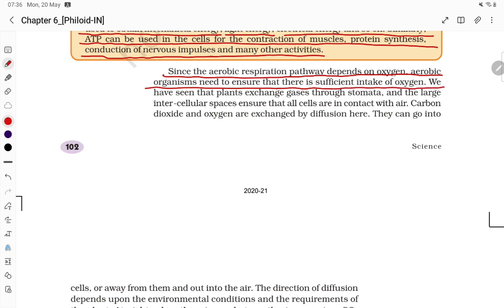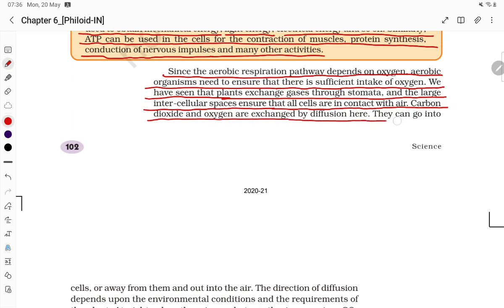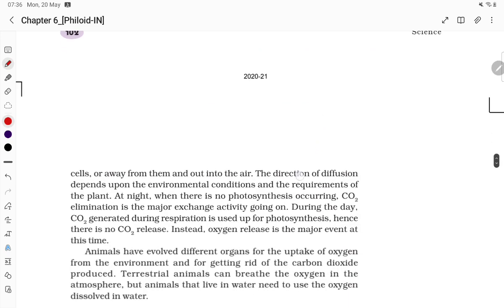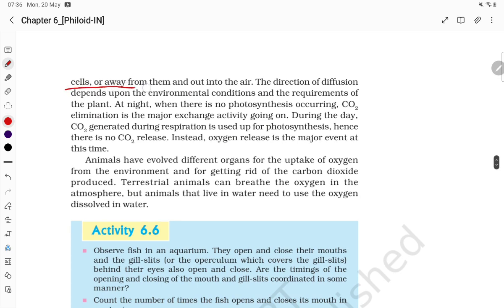Since the aerobic respiration pathway depends on oxygen, aerobic organisms need to ensure that there is sufficient intake of oxygen. We have seen that plants exchange gases through the stomata, and the large intercellular spaces ensure that all cells are in contact with air. Carbon dioxide and oxygen are exchanged by diffusion. Here, they can go into cells or away from them and out into the air. The direction of diffusion depends upon the environmental conditions and the requirement of the plant.